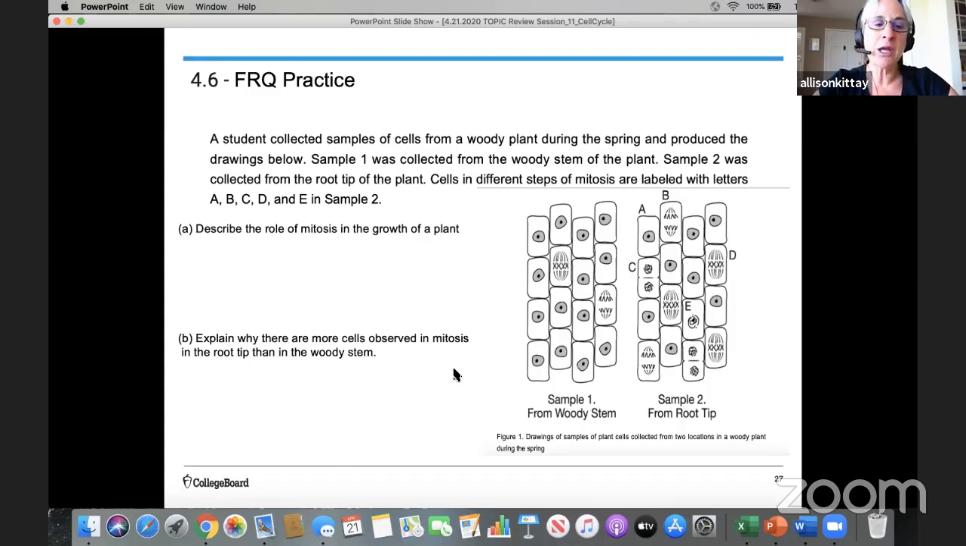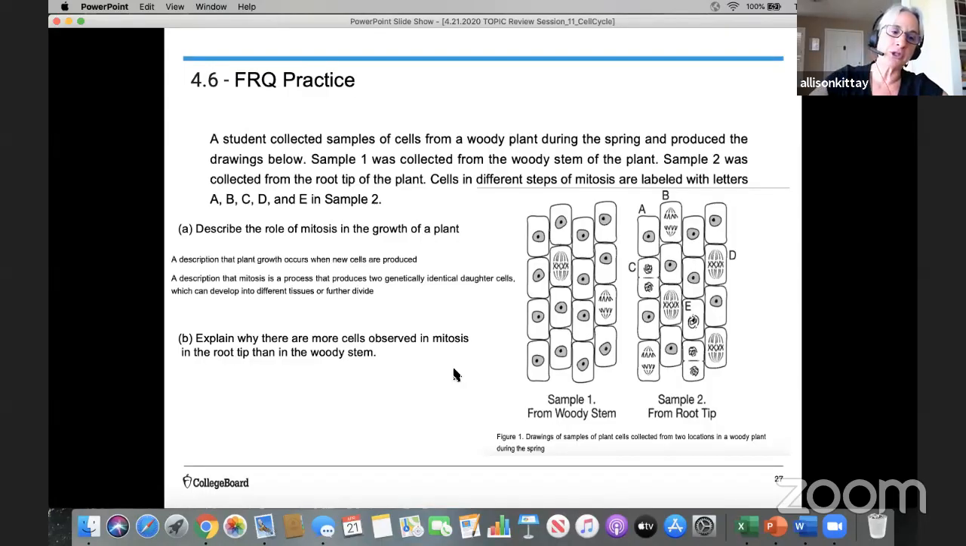So in part 1, you're asked to describe the role of mitosis in the growth of a plant. So why do plants divide? Via mitosis. Hopefully, a description would be one that included plant growth occurs when new cells are produced, or that mitosis is a process that produces 2 genetically identical daughter cells, which can develop into different tissues or divide further, creating that growth.